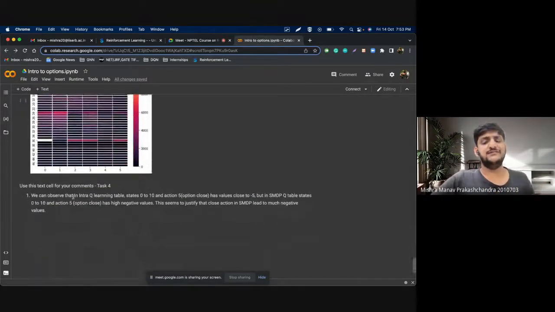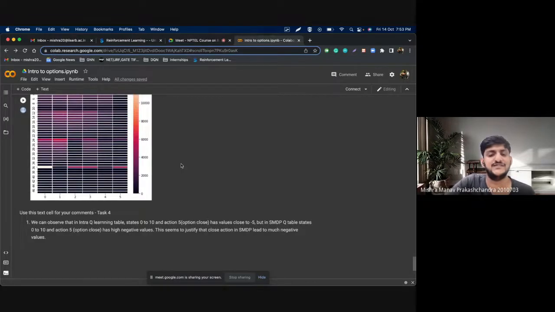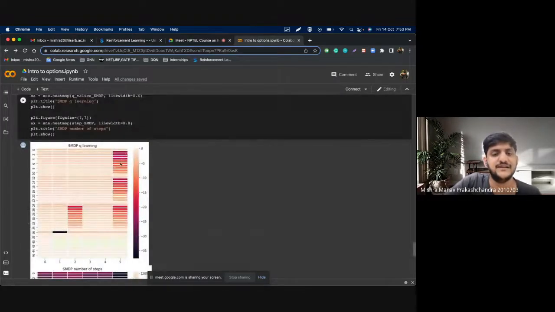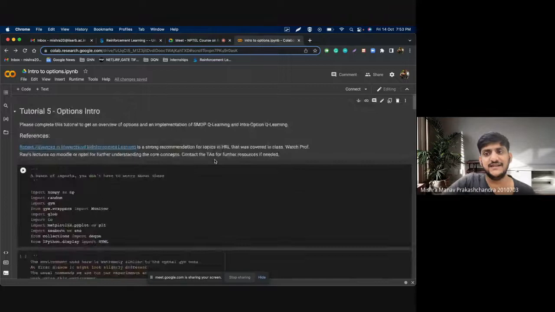Here what we observed is that in the intra Q learning table, states 0 and 10, which is the first action, and the option 5 have values close to -5, but in the SMDP Q table, the action 5, which is the close option, has high negative values. This seems to justify that the close action in SMDP leads to much more negative values. So this was the only difference that we observed, and this is the conclusion that you draw from this, right?